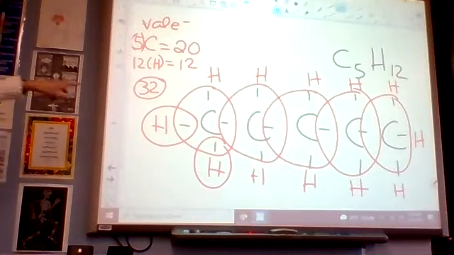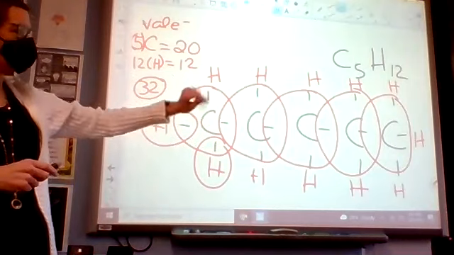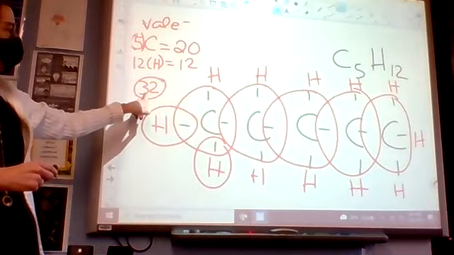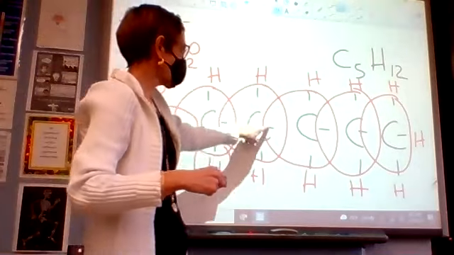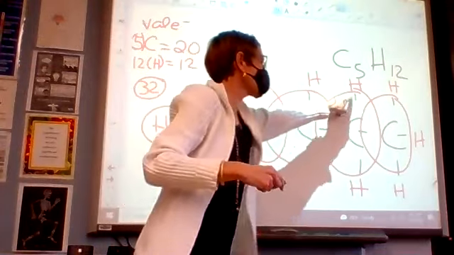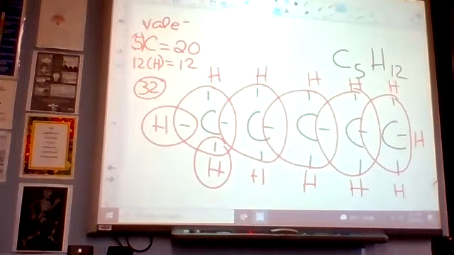Now we just have to double check. Carbon has its 4 bonds. Hydrogen each has its 1 bond. So that matches our HONC rule. Then we need 32. So 2, 4, 6, 8, 10, 12, 14, 16, 18, 20, 22, 24, 26, 28, 30, 32. So all 3 things fit, okay?